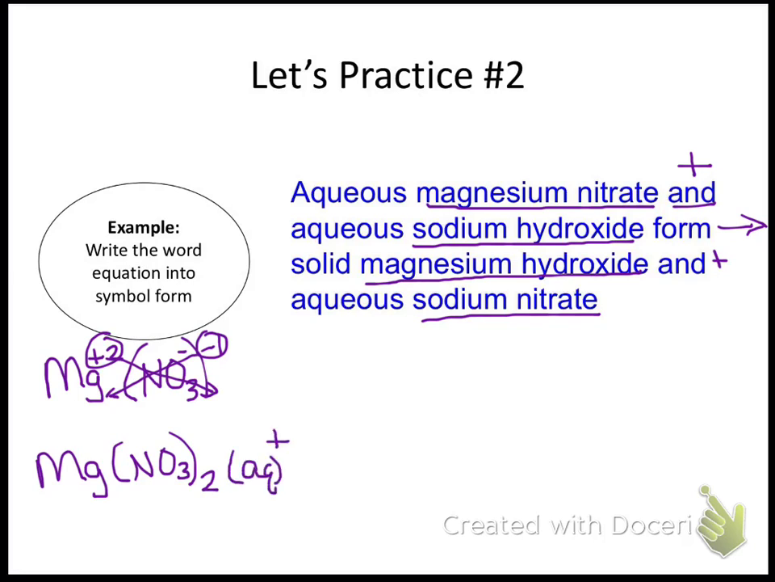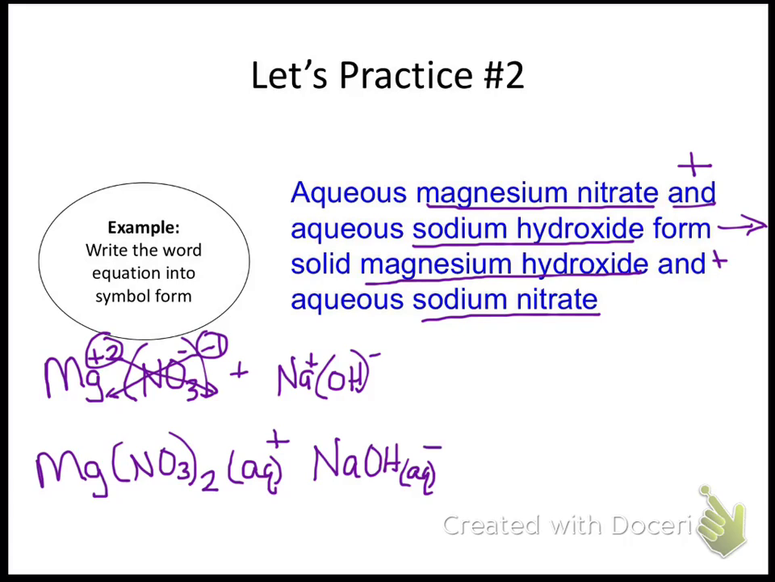Plus, we have sodium hydroxide. So we know sodium is Na +1. Hydroxide is a polyatomic ion. It's on your polyatomic ion chart, -1 charge. Since our charges are the same, they cancel out. So we just have NaOH, and it tells us it's also aqueous.